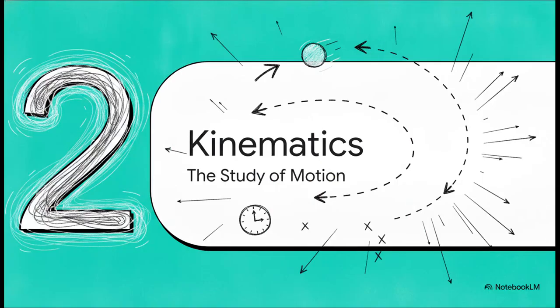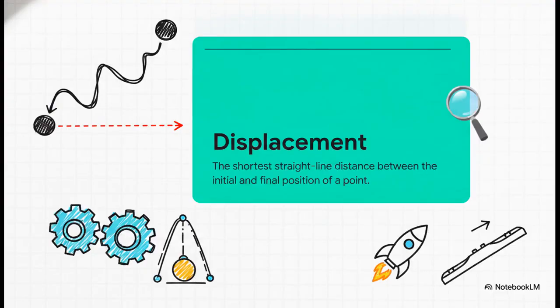Section 2, kinematics, the study of motion. So our starting geometric baseline here is displacement. We are stripping away gravity, we're stripping away friction, and we're looking purely at the shortest straight line distance between an initial and a final position. Because, before we can track speed, we absolutely must establish exactly where a journey starts and ends.